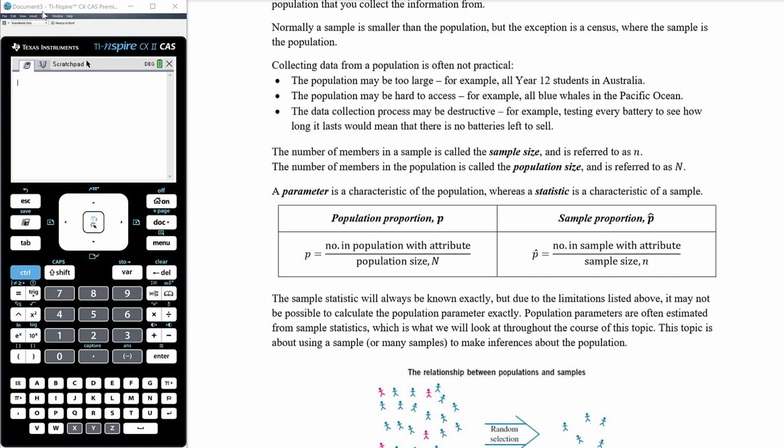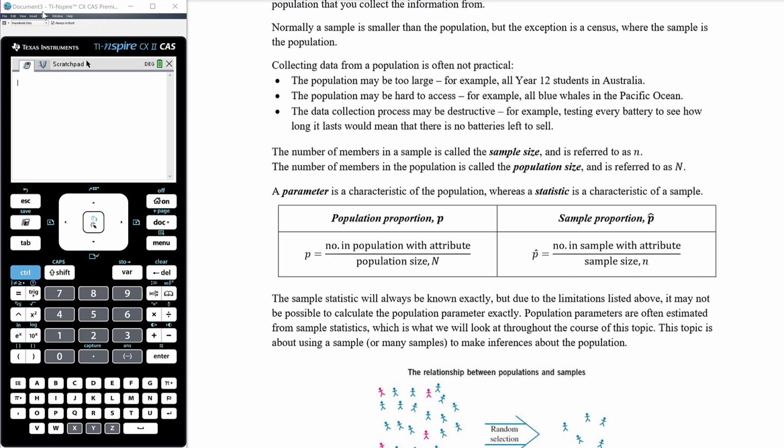So a parameter is a characteristic of the population, whereas in the sample it would be referred to as a statistic. So if we wanted to work out the average of something, if it's for the population, that's a population parameter. But if it's from the sample, that would be a sample statistic.